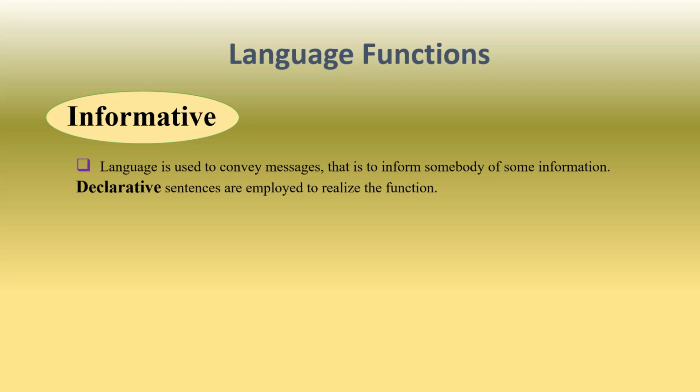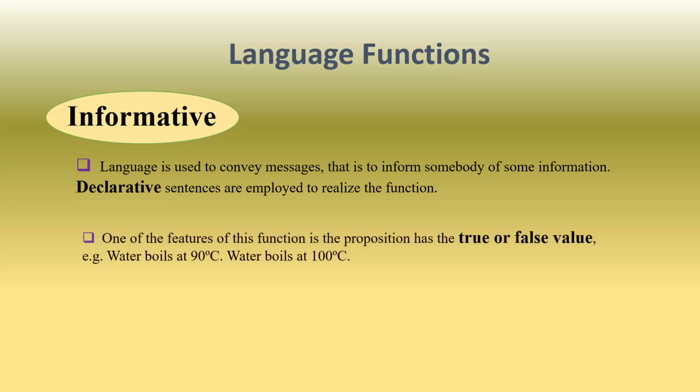Declarative sentence, for example, if you are in a room and you are not aware of whether the sun rises or not, and you ask someone, so he told you that the sun rose. So now this is called a declarative sentence, and these are employed to realize the function. One of the features of this function is that the proposition has a true or false value. So when we put it on the scale of true or false, just like virtue, good or bad, right or wrong. So when we say water boils at 90 centigrade, that's false. Why? Because water boils at 100 centigrade.